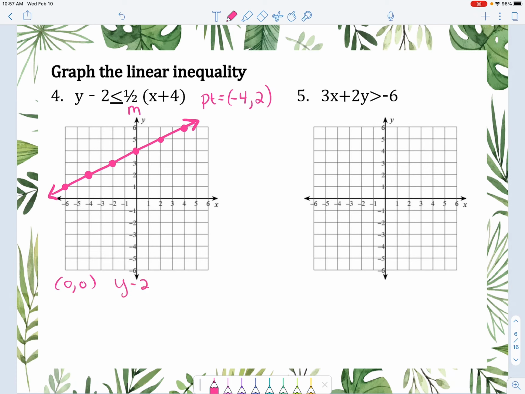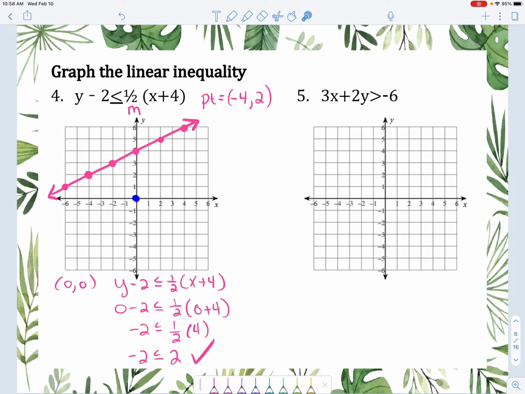I'm going to substitute it into this inequality. So it's going to be y, or 0 minus 2 is less than or equal to 1/2, open parentheses, 0 plus 4. And I'm just going to evaluate. Whoops, it's not a negative, it's a positive. And half of 4 is 2. So this inequality reads -2 is less than or equal to 2. Well, they're not equal, but -2 is less than 2. So that is a true inequality.